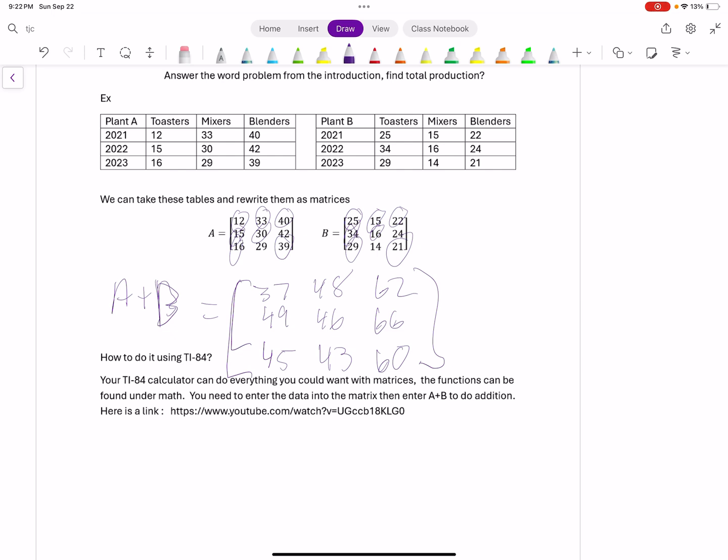And this is often something you're going to do. Now, your TI calculator can actually do matrix arithmetic. It can do all this stuff for you, from addition, subtraction, transposing, multiplication. So I have a link here that you can watch videos for doing that. It's right there that I highlighted.